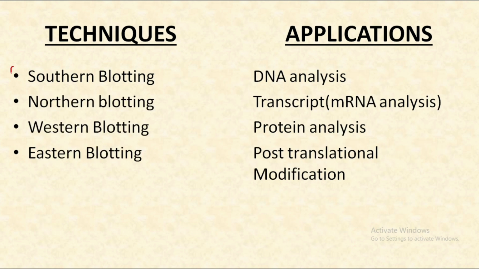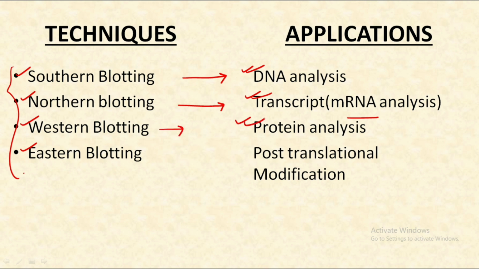Talking about the various types of blotting, we have mainly four types. First one is the southern, then we have northern, western and eastern. Each one of them has different applications. Southern blotting is mainly used for DNA analysis. Northern blotting is mainly used for transcript mRNA analysis. Western blotting is mainly used for protein analysis. And the last one, eastern blotting, is mainly used for post-translational modifications.